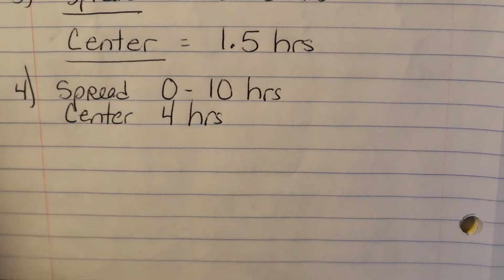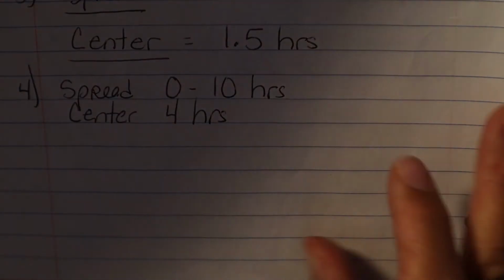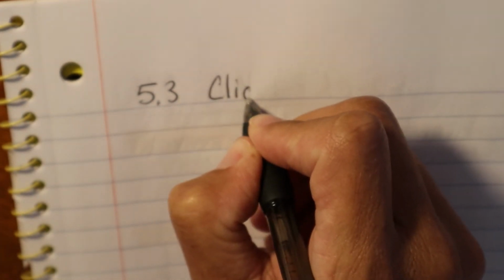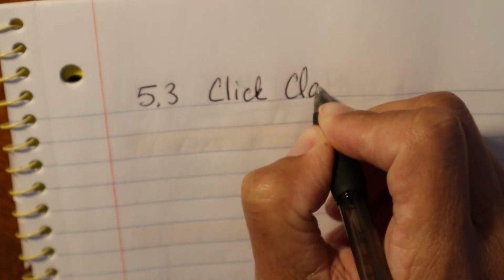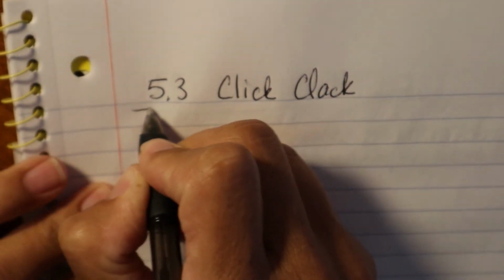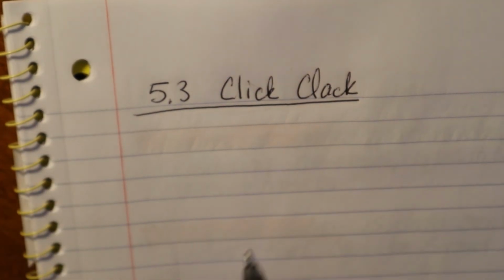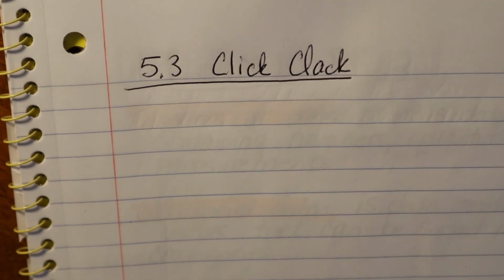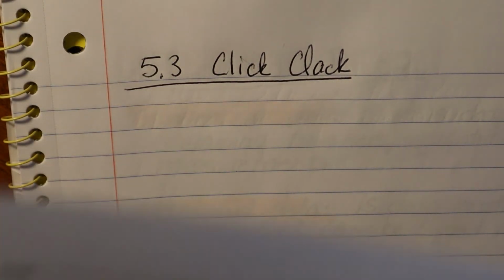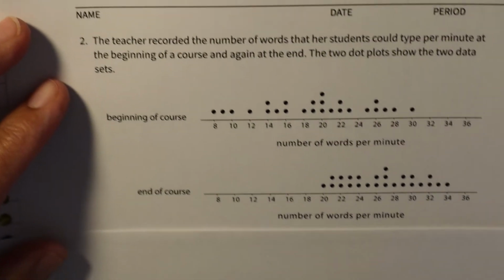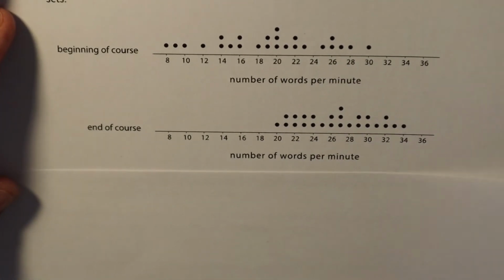All right, let's go ahead now and look at 5.3. 5.3 is called Click Clack. Now this time around, let me put up the data so we can talk about it. Okay, we see 2 dot plots.